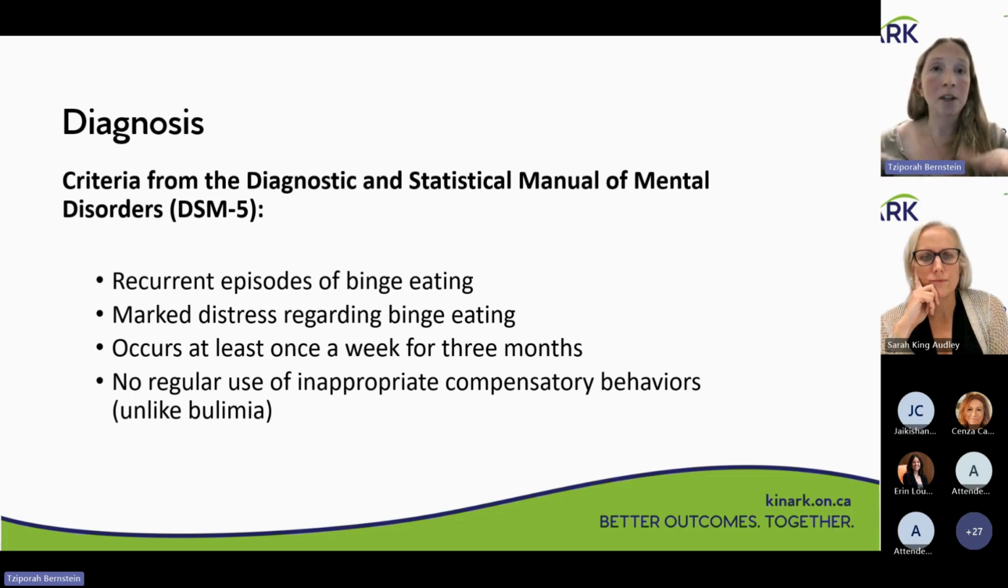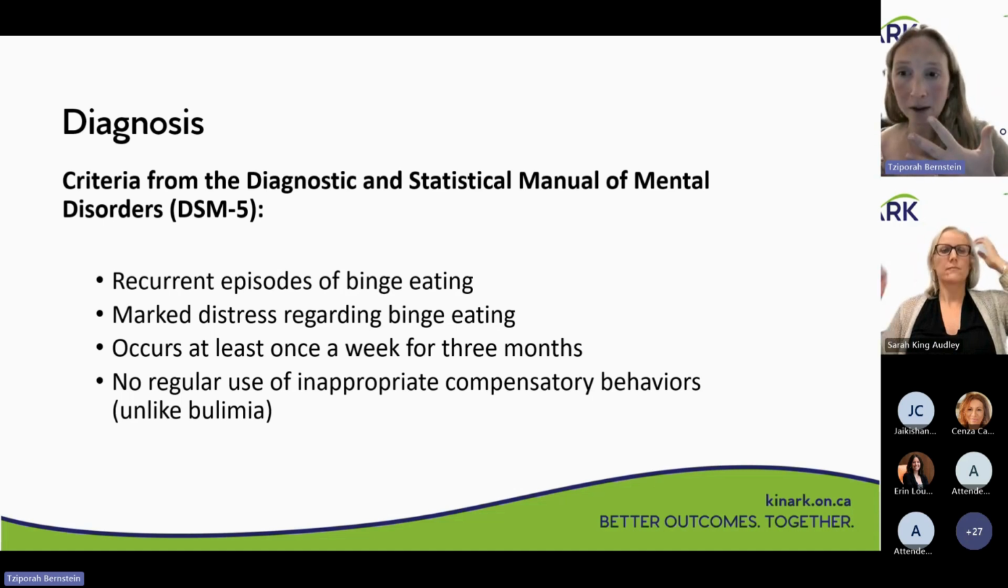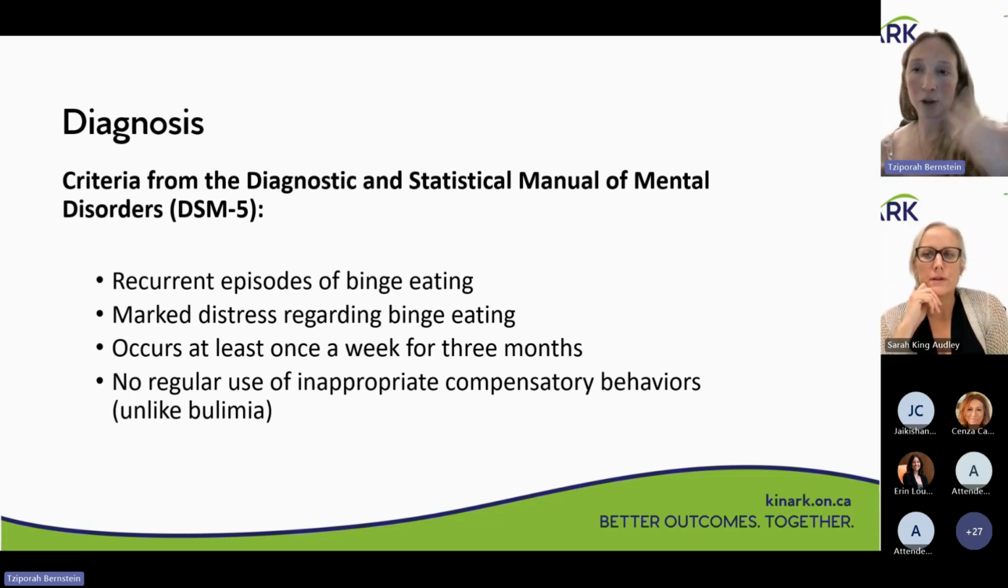The Diagnostic and Statistical Manual of Mental Health Disorders, we mentioned the DSM-5, that's what it stands for. So it has to be recurrent episodes of binge eating, marked distress regarding binge eating, occurring at least once a week for 3 months. And again, there's no regular use of inappropriate behaviors to compensate for what we have done, so vomiting, exercise, laxatives, diuretics, things like that.